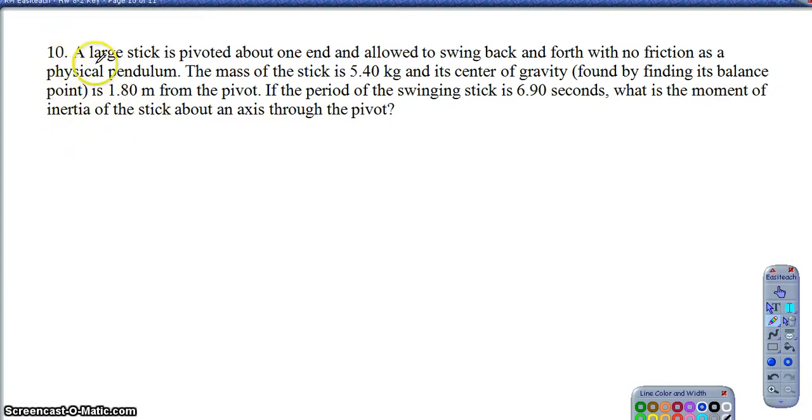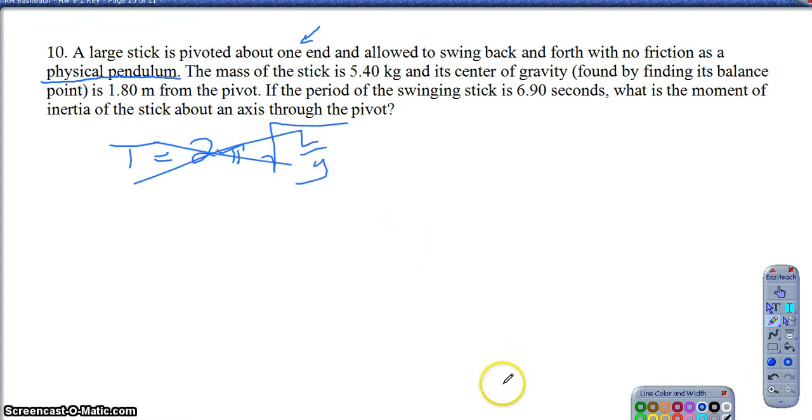So question 10 says a large stick pivoted about one end, so they do tell us it's about one end, allowed to swing back and forth with no friction as a physical pendulum. And again, that is a key term. So ultimately they're asking us for the period, right? But I cannot just use this equation. I cannot just equal the period to 2 pi times the square root of the length over gravity. I cannot do that because the pendulum has significant mass. It is a physical pendulum, and therefore this equation goes out the window.